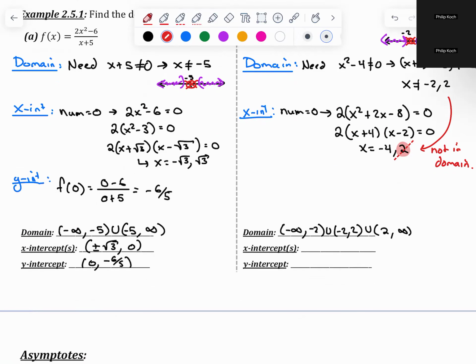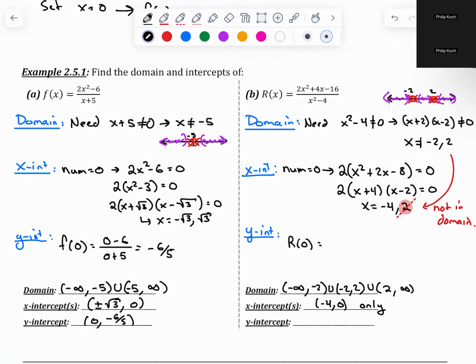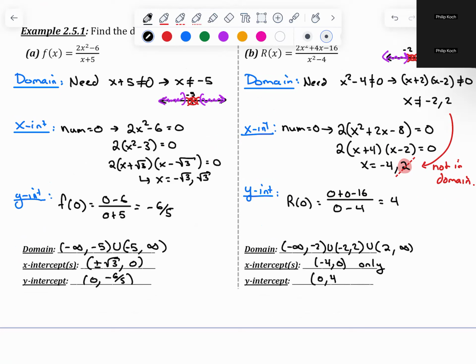So there's only one x-intercept. It's negative 4 comma 0 only. And then the y-intercept is found like normal. It's r of 0, which in this case would be 0 plus 0 minus 16 over 0 minus 4, which is going to be positive 4. So that's going to be 0 comma 4. We'll talk about what's going on with that too in this function in just a little bit. But in order to talk about it, we need to talk about asymptotes.